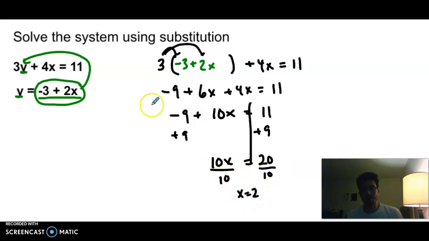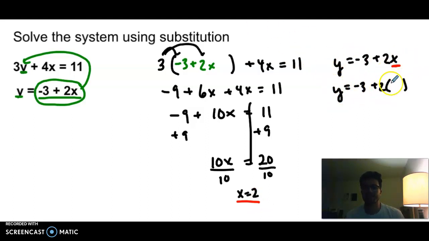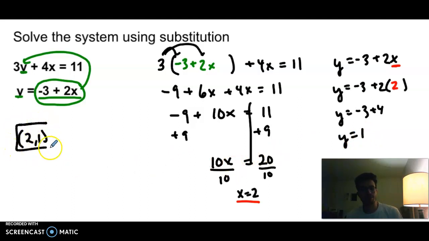Still need to find y. Well, I can put it in this equation. I know that y is equal to negative 3 plus 2x. I just took this equation. And so now since x is equal to 2, I'm going to plug it in right there. So if y is equal to negative 3 plus 2 times 2, that's negative 3 plus 4. So y is equal to 1. So my solution, guys, is 2, 1. This is my answer.